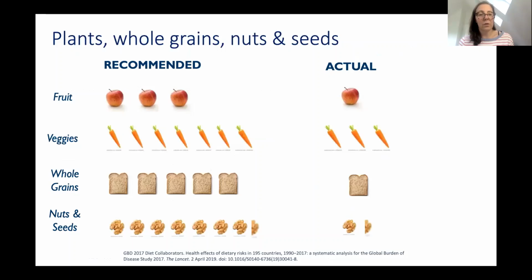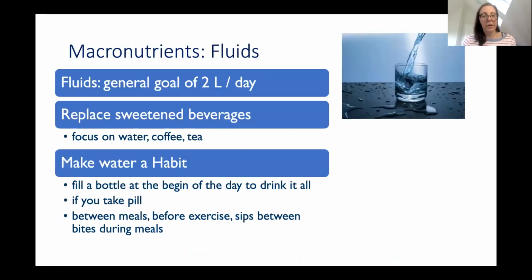And just in general, I am very much a believer of Michael Pollan's, eat plants. Eating a plant-based diet is excellent, and we don't do it well in the United States. So what's recommended, as you can see here, is about 3 times the amount of fruit, double the veggies, whole grains, nuts and seeds, and we eat a lot less than that.